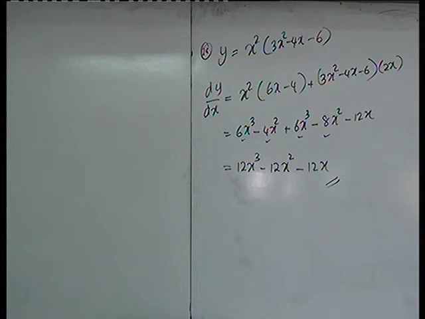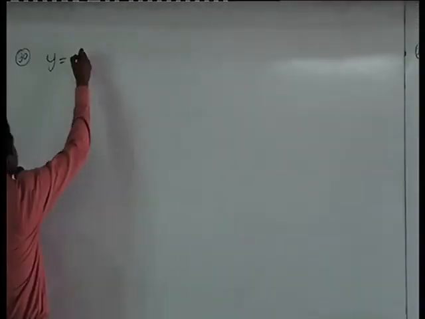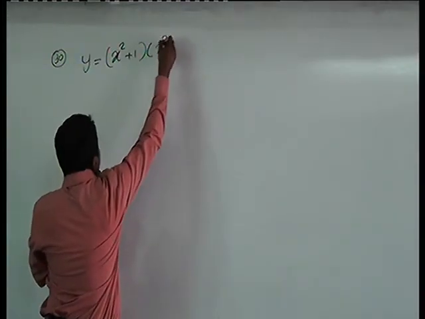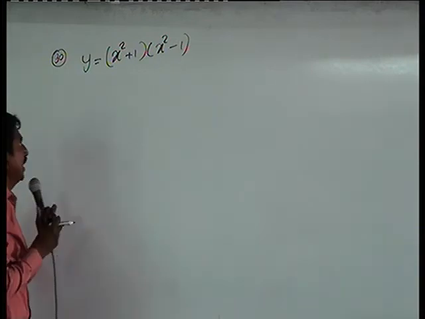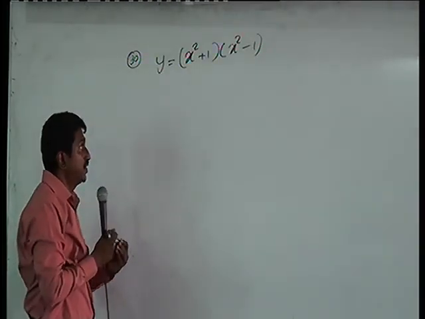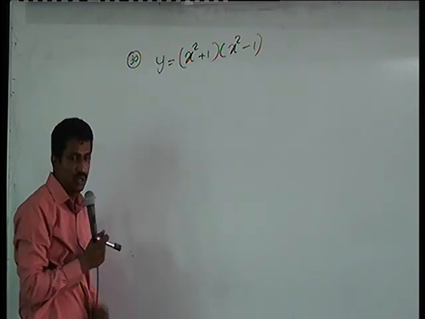So question number 30, y is equal to x squared plus 1 times x squared minus 1. Could you please do this question? x squared plus 1 times x squared minus 1. Differentiate using the multiplication rule.